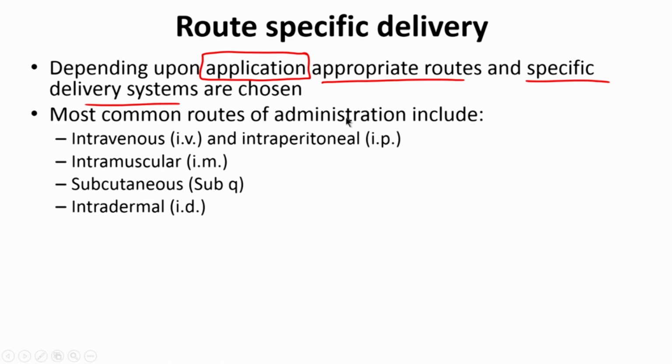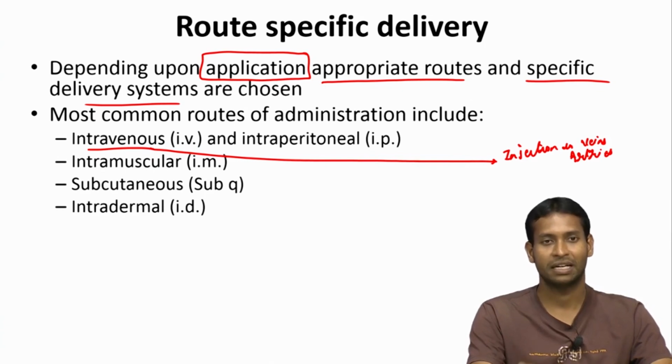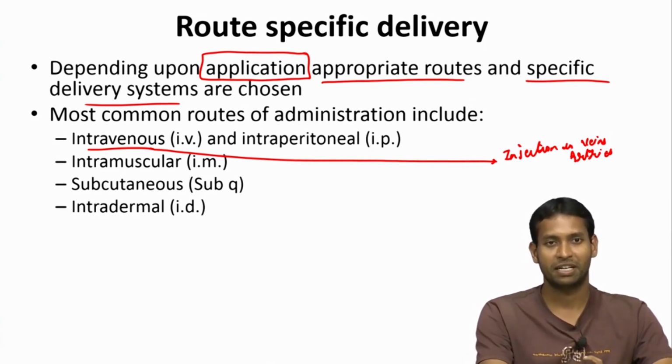Some of the most common routes that are used for administration are the intravenous route. That is essentially nothing but directly injecting into the blood system, injection in either veins or arteries, and I am sure you are all very familiar with this particular system. Most of the time when we are growing up we need to get vaccines. Some of these vaccines are also given through these routes, especially the intravenous route.